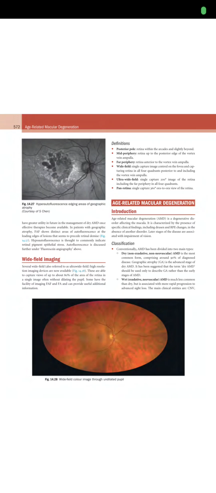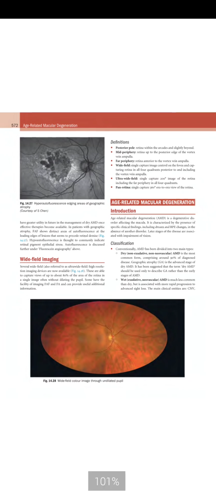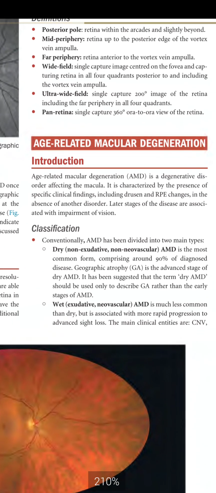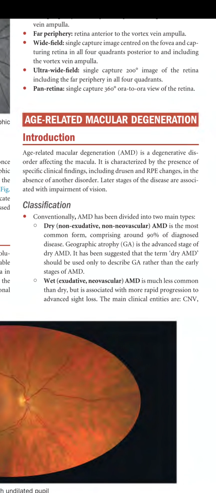Kanski lecture series, and we are going to start with age-related macular degeneration. So let's get started. Introduction. Age-related macular degeneration is a degenerative disorder affecting the macula. It is characterized by the presence of specific clinical findings including drusen, RPE changes, and the absence of another disorder. Later stages of the disease are associated with impairment of vision.